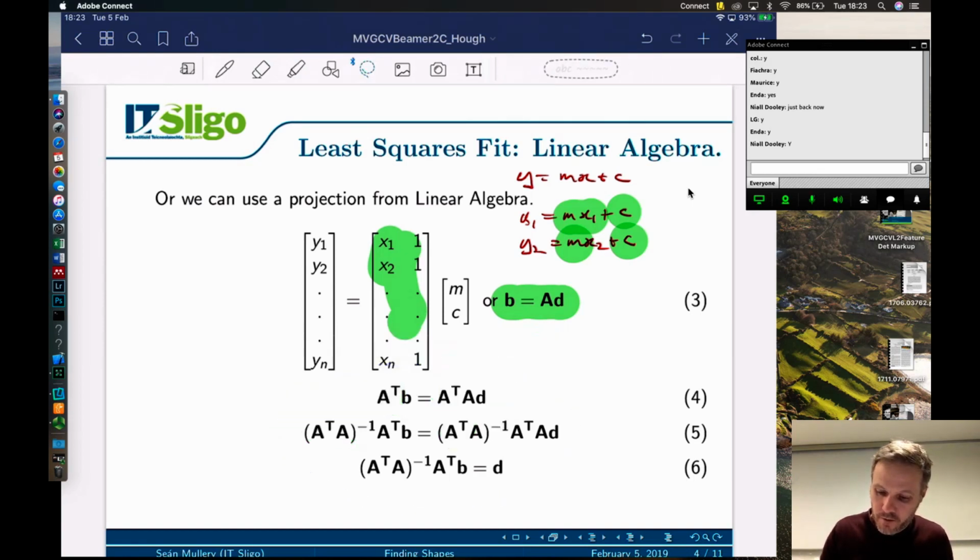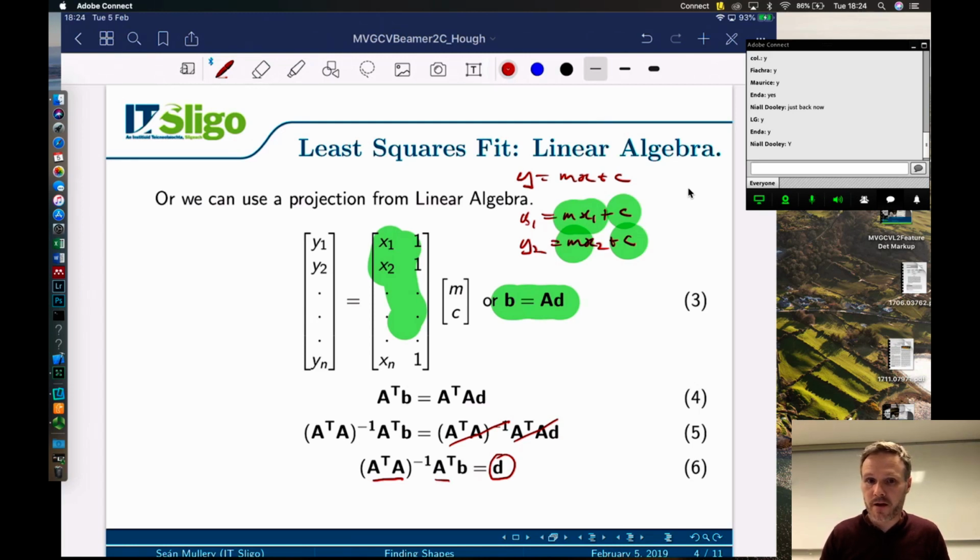Now, you should notice at that point that the inverse is going to cancel out against this. So A transpose A and the inverse of A transpose A cancel out against each other, and that leaves us with just the D. So what that tells us is that if we get A transpose A, get the inverse of it, and multiply that by A transpose B, we will find out the value for D.